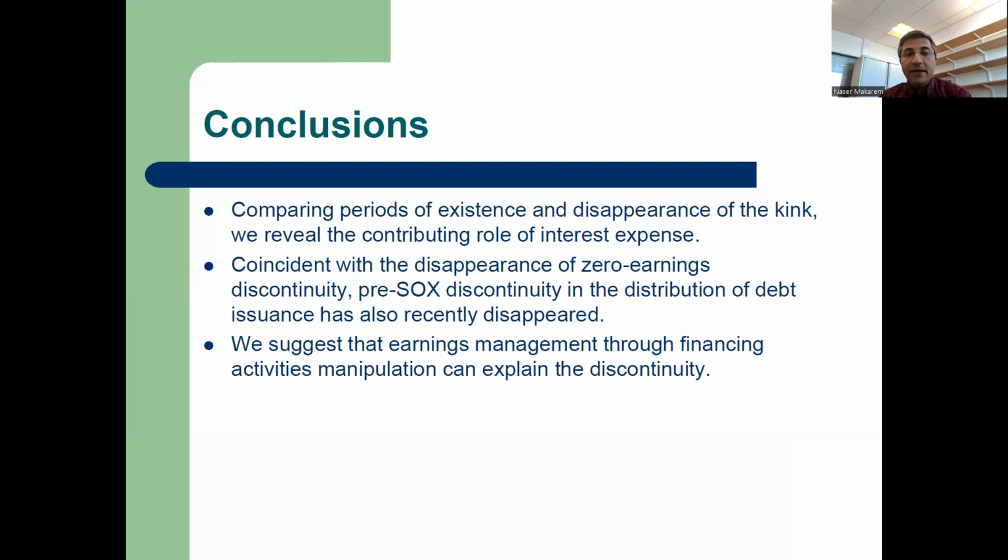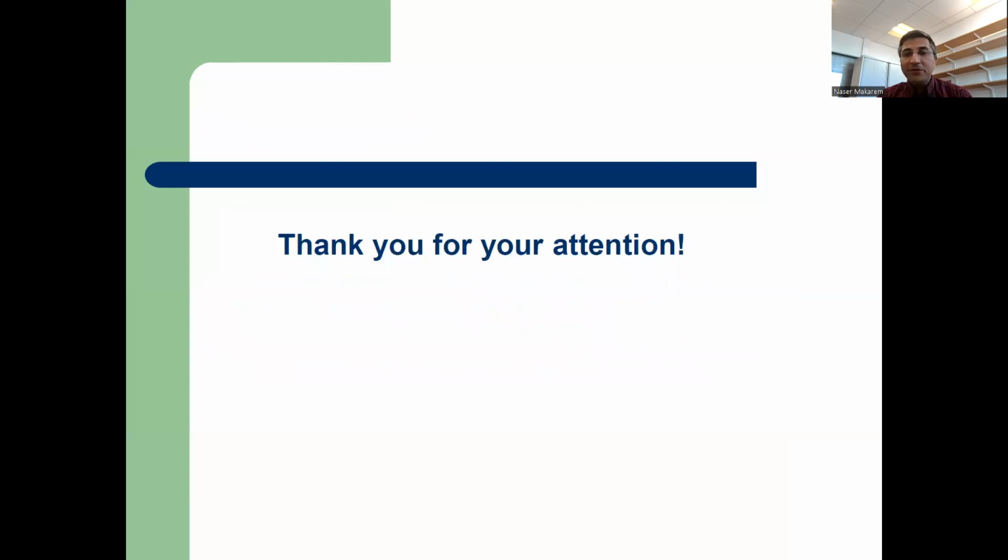So what we suggest is that earnings management through financing activities manipulation can explain the discontinuity in the distribution of earnings. So basically what we showed is that a shift in the financing decisions is responsible for the discontinuities. Thank you very much for your attention.